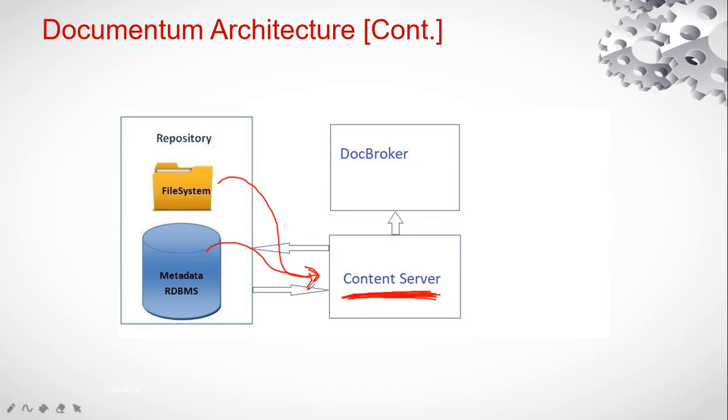When the content server is installed, the details of the content server, like host name and port number, in which port the content server is running, will be published to the docbroker. So the docbroker will have the information about the content server. For the content server, the docbroker is a naming server. So anyone who wants to connect to the content server has to check with the docbroker, and the docbroker will say that okay, the content server is available and you can connect.